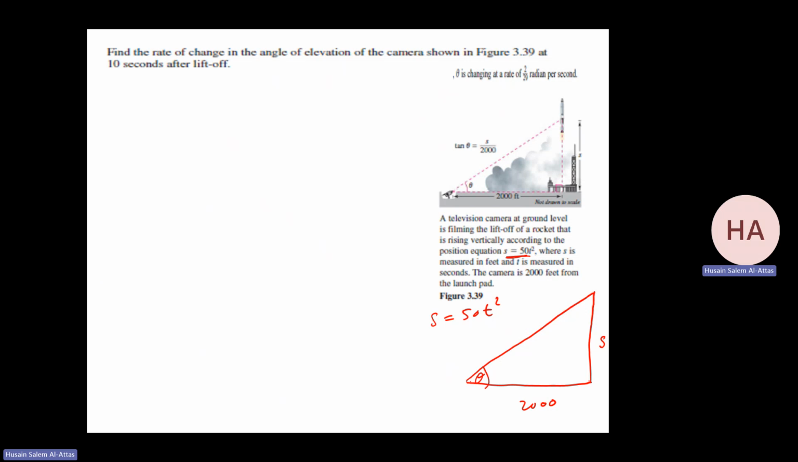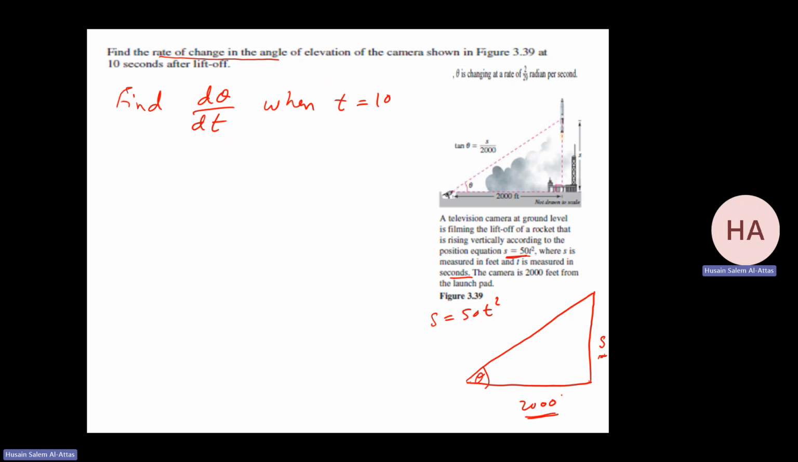If you look at the picture, I want to relate the S with the 2,000. This is the information given. And you want me to find the rate of change in the angle, so d theta/dt when t equals 10. It's in seconds, so the units, we have no problem.